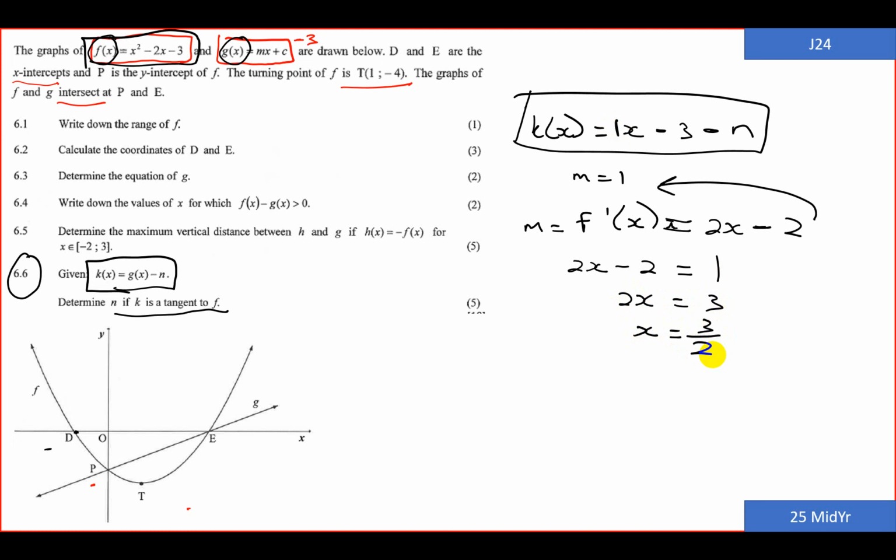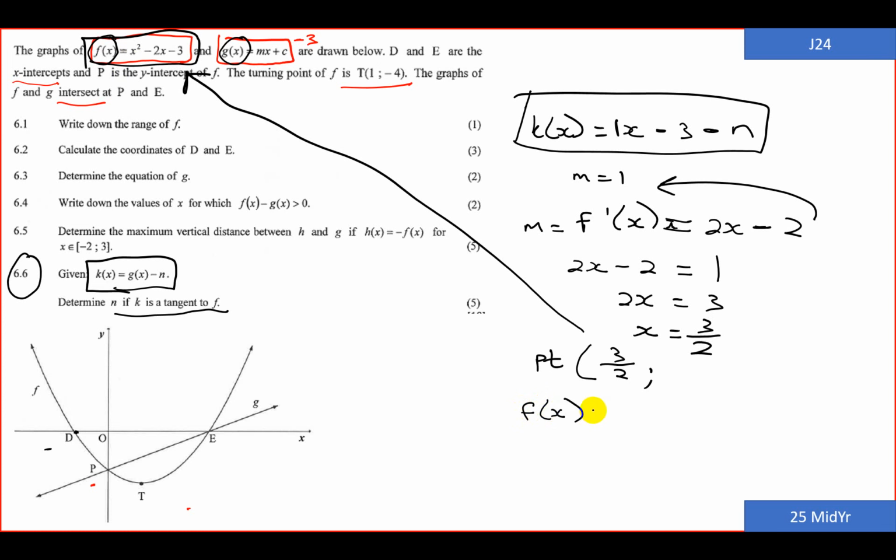So we know that the point of contact where the tangent, where the straight line is the tangent to the graph, would be at a point 3 over 2. Now we can find the y value. And to find the y value, we're going to sub 3 over 2 into the f of x equation, which you can use your calculator. So you're going to take 3 over 2 and put into f of x, which is equal to x squared minus 2x minus 3.